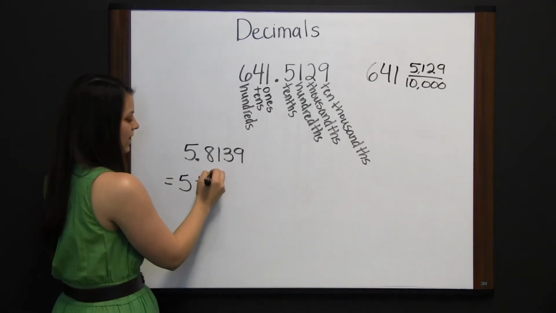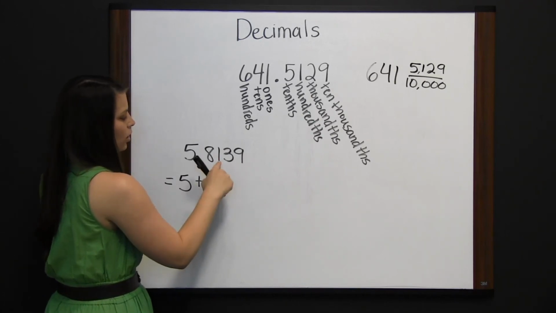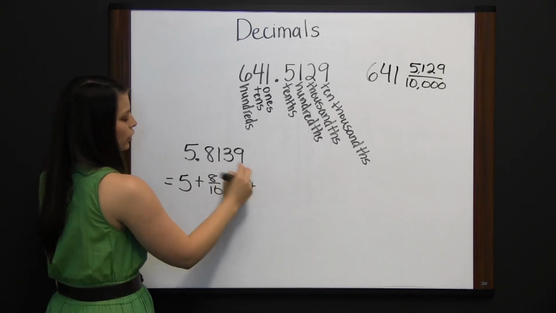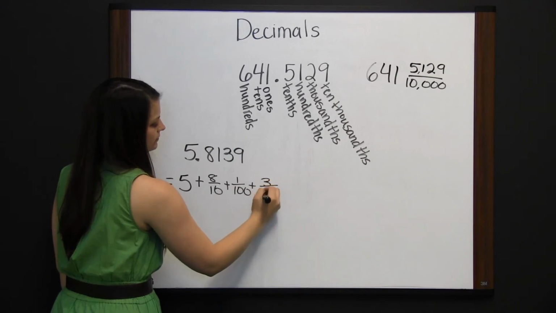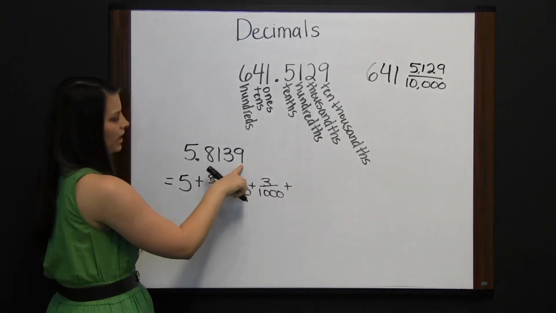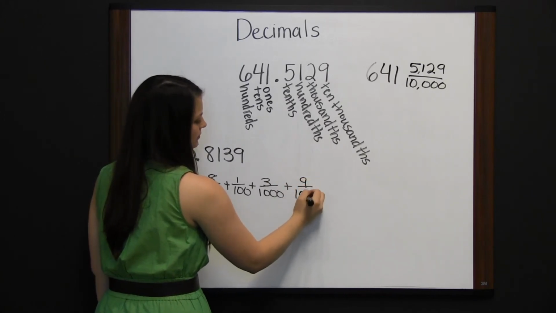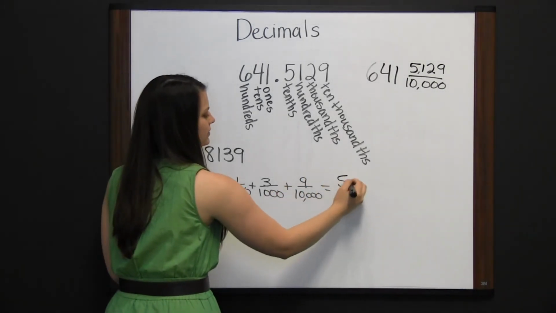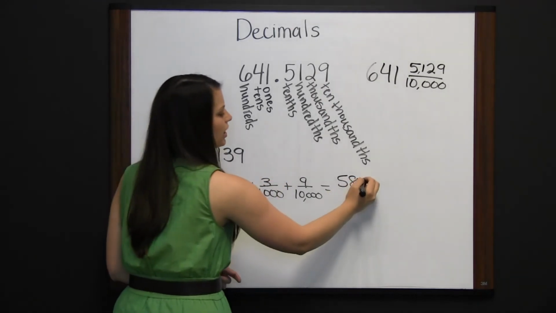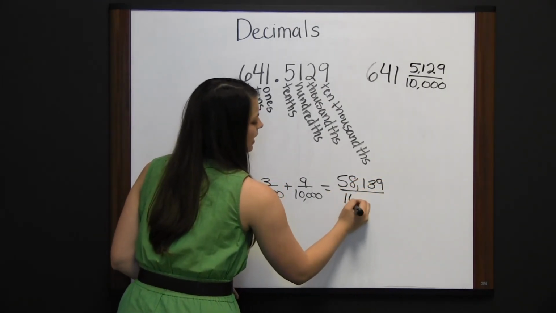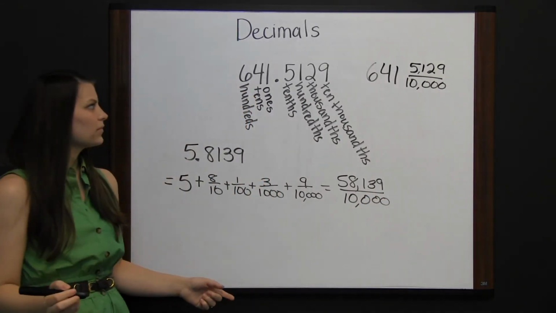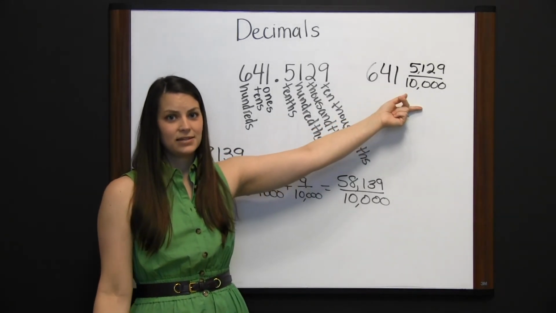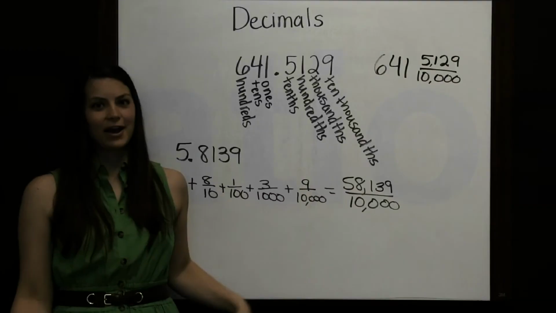since it's in the tenths place, plus 1/100ths plus 3/1,000ths plus 9/10,000ths, which would give us 58,139 10,000ths. So we've seen a decimal in decimal form. We've seen it represented as a mixed number and also as an improper fraction.